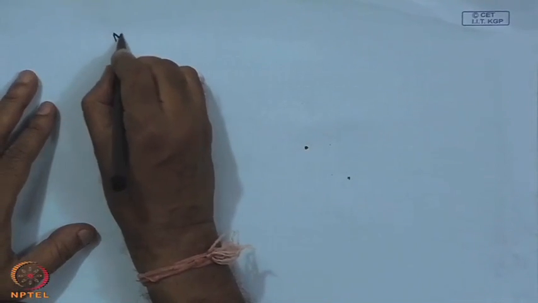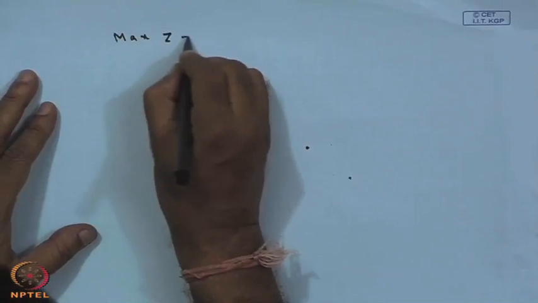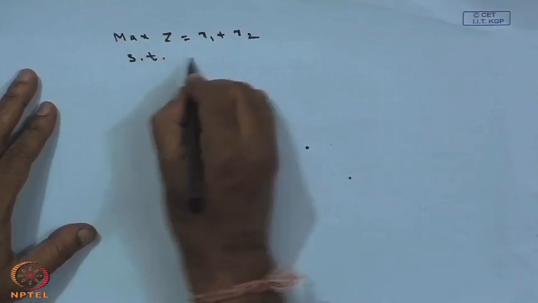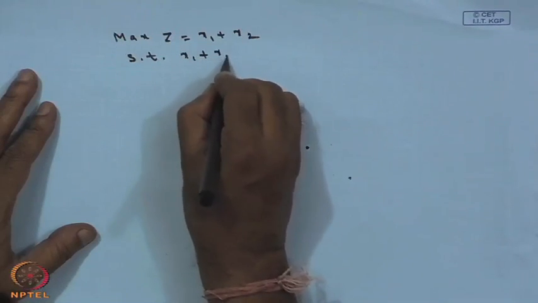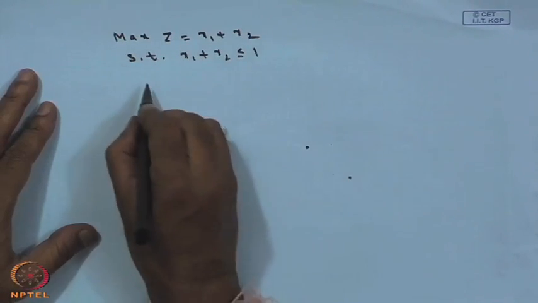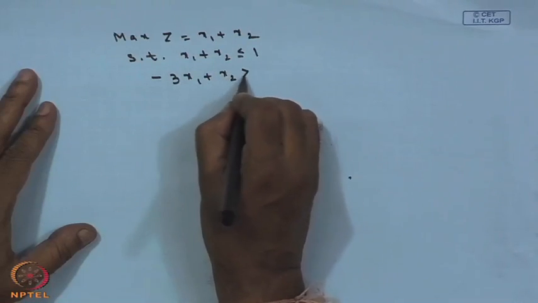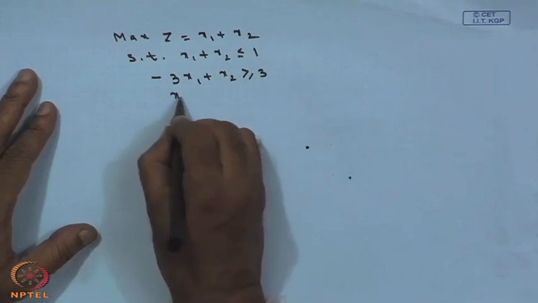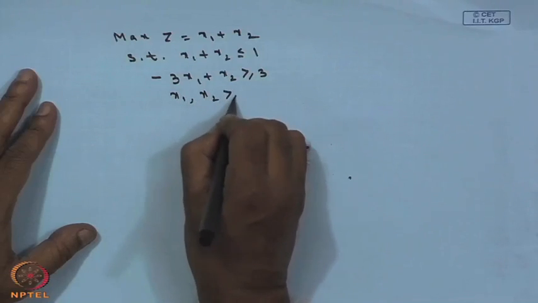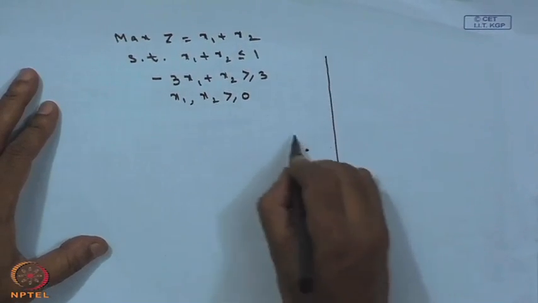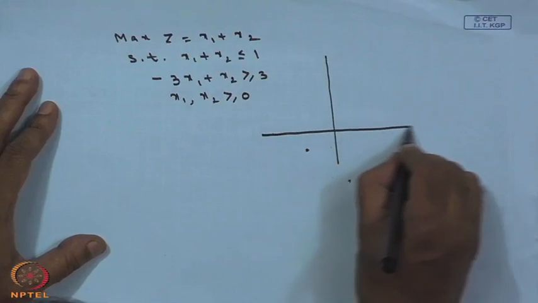Maximize z equals x1 plus x2 subject to x1 plus x2 less than equals 1, minus 3 x1 plus x2 greater than equals 3, and x1, x2 greater than equals 0. Let us take this one.